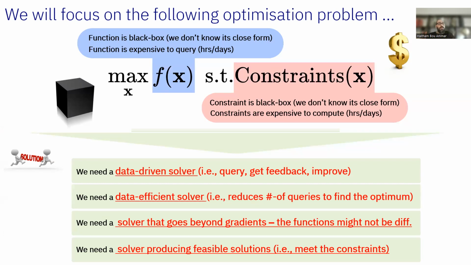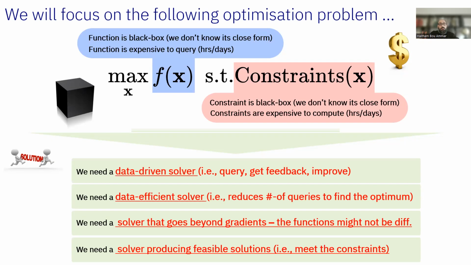That data-driven solution would be: I'm going to query a variable x, I'm going to try something, I'm going to get feedback about the function value f of x, and I'm going to try to improve. So I'm going to take x and get f of x, and then I'm going to try to improve my guess so that I get closer and closer to the optimum x star. We also need a data efficient solver. So we need a solver that would not query that black box function so many times because it's expensive to query. Therefore, I need a data efficient solver that reduces the number of queries I make to my black box function.